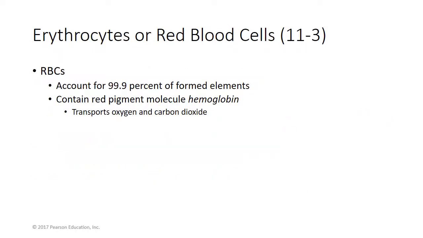Red blood cells can account for nearly 99.9% of all of the formed elements of blood. As we saw earlier in our previous videos, the hematocrit is quite a high percentage of just red blood cells. And they're red because they contain a certain pigment molecule, which has a secondary transport function. It's known as hemoglobin. Now that function is to transport oxygen and carbon dioxide around the body.